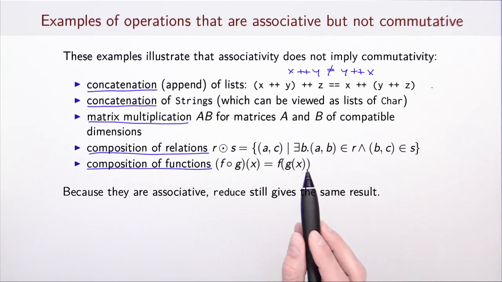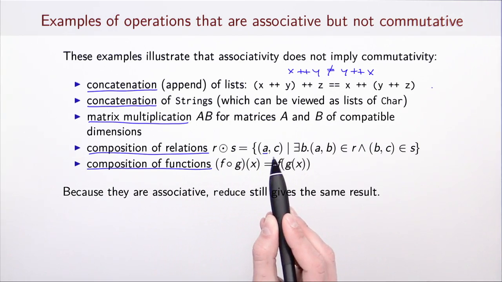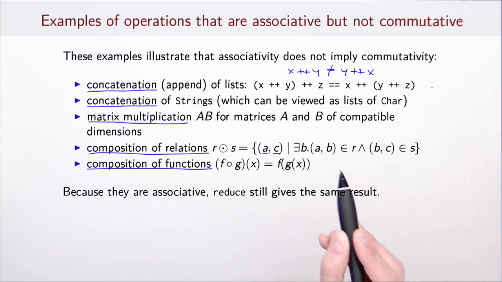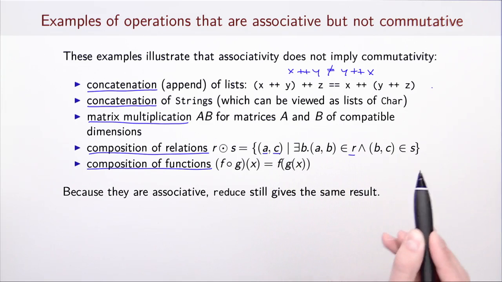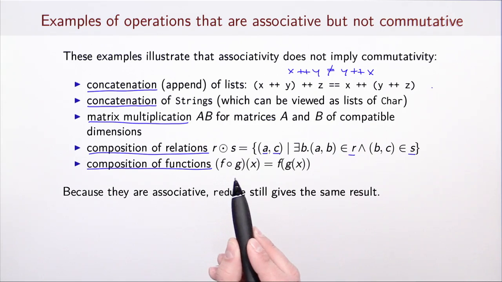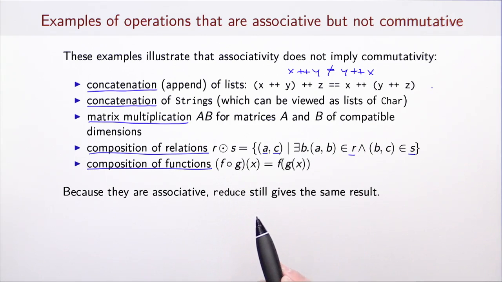Composition of relations collects all elements that are pairs of A and C, such that there exists an element B where AB belongs to the first relation and BC in the second relation. And composition of functions can be viewed as a special case of that, occasionally with different conventions on the ordering of the operands. For all these operations, because they are associative, reduce gives the same result as, for example, reduceLeft, even though they are not commutative.